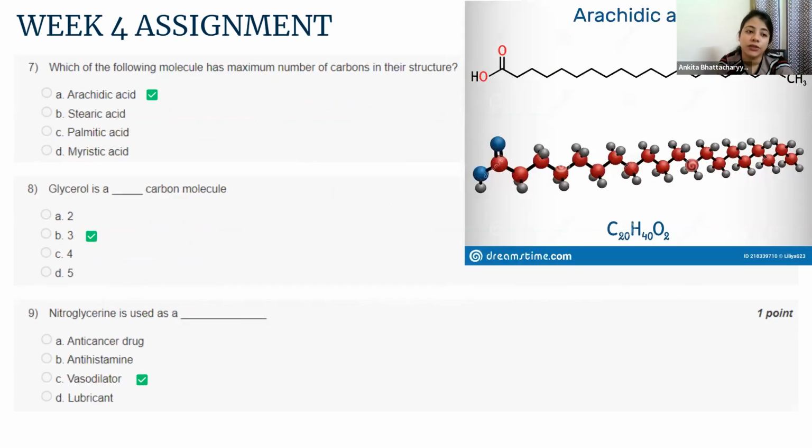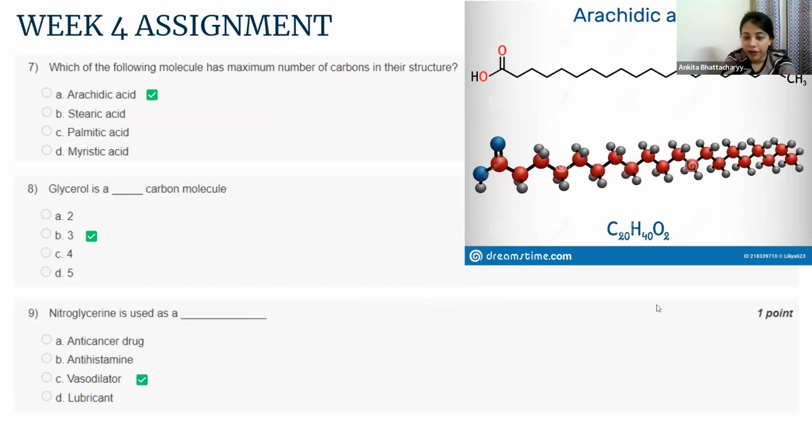Coming to the next question, which of the following molecules has the maximum number of carbons in its structure? If you remember, there was a tabular format where all of this detail had been provided, but just so that you can recall it, you have arachidic acid, stearic acid, palmitic acid, and myristic acid. You'll get the entire table, and you'll have individual number of carbons which are present in it.